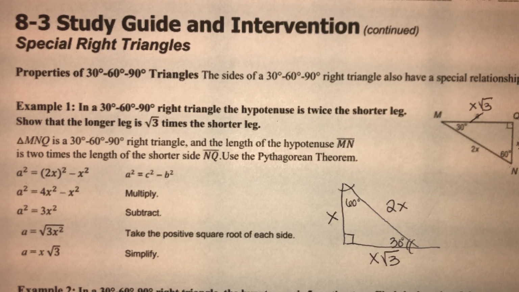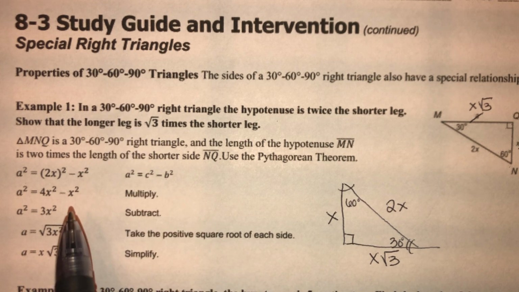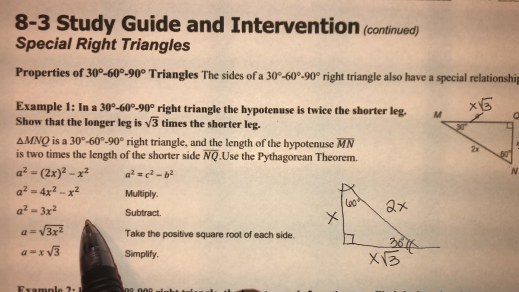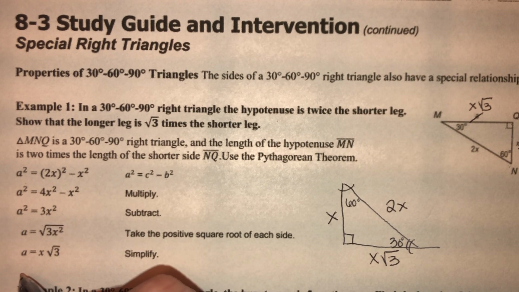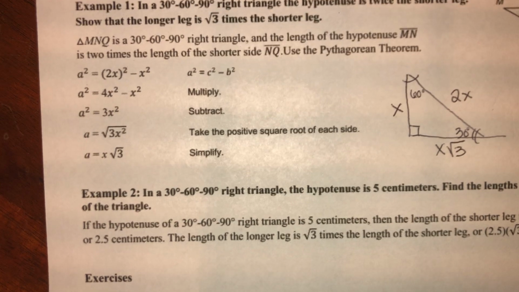Okay, this is part 2 of our special right triangles lesson 8-3. Now we're going to focus on 30, 60, 90 degree triangles. In the last video, part 1, we worked on 45, 45, 90 triangles. So the relationship is similar. It has a relationship between the length of the sides, but now the angles are different, so the relationship's going to be different, right? So here we've got a triangle.